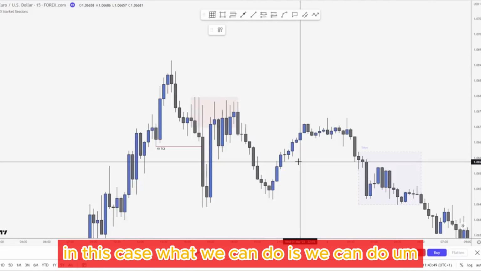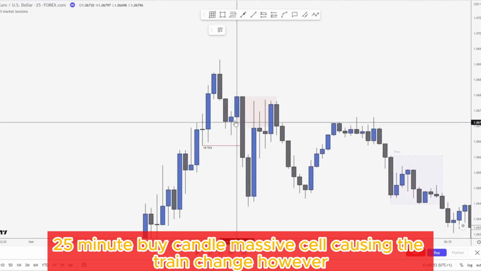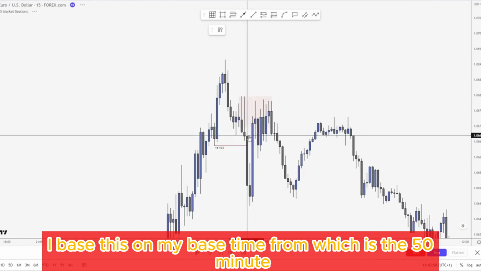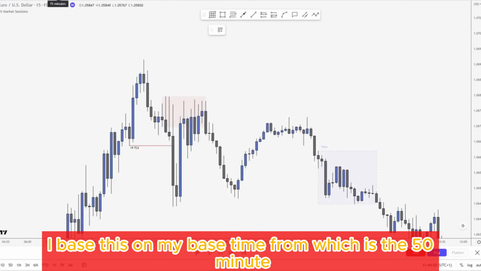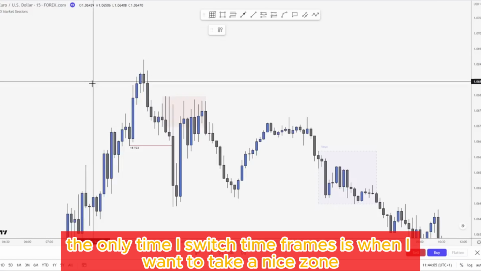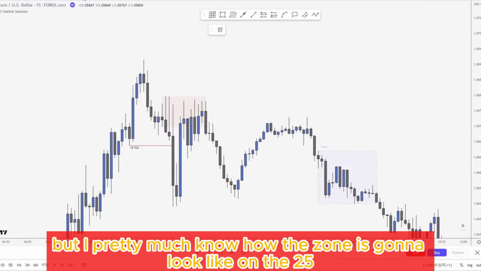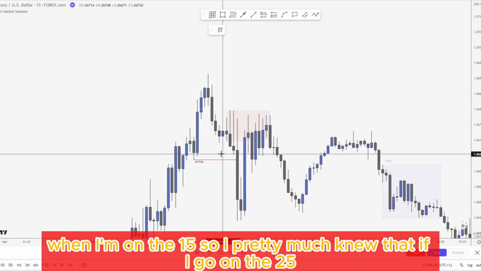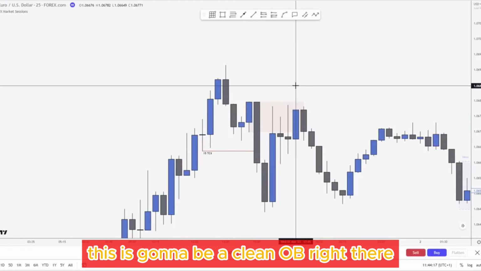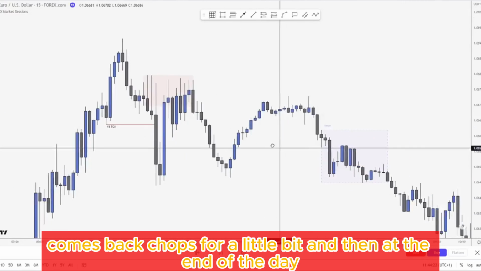In this case, what we can do is we can do 25-minute. There it is. 25-minute buy candle, massive sell, causing the trend change. However, I base this on my base time frame, which is the 50-minute. All I do is 4 hourly, 15, 1. The only time I switch time frames is when I want to take a nice zone, but I pretty much know how the zone is going to look on the 25 when I'm on the 15. So I pretty much knew that if I go on the 25, this is going to be a clean OB right there. What does the market do? Comes back, chops for a little bit, and then at the end of the day, it explodes down.